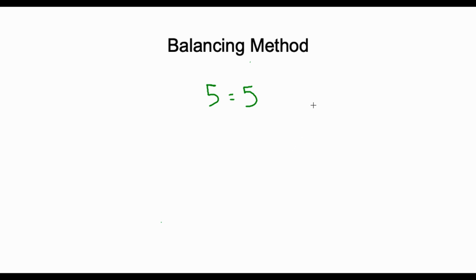Okay? Now, why are we going to do that? The reason why you want to add, subtract, multiply, and divide to both sides of the equation is so that you can simplify the equation until you get to the unknown value. Now, in this case, we do not have an unknown value. I simply want you to see how the balancing method works, and it's quite simple.